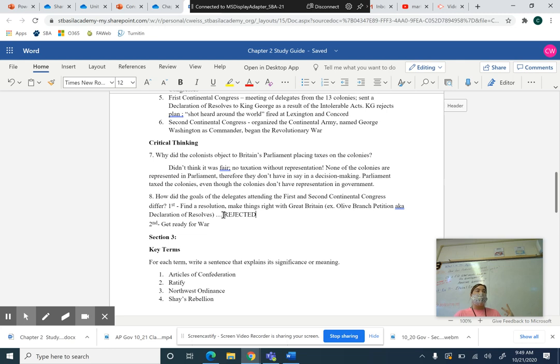The first one was to make things right, the second one was to go to war. That is the main difference between them, the different goals of the delegates. Are we good? I think we're good.